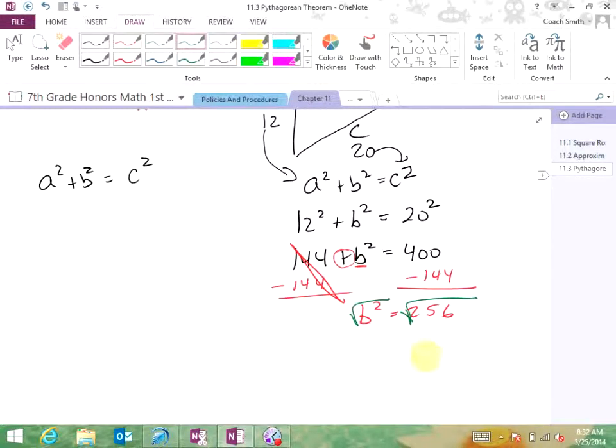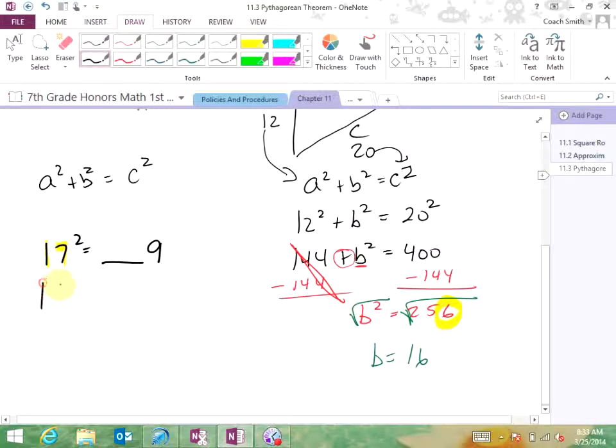16. Now, remember, the key. What does it end in? Remember, if I have 17 squared, that's going to end in a 9. If I have 18 squared, that's going to end in a 4. If I have 19 squared, that's going to end in a 1. Okay? 16 squared obviously ends in a 6.